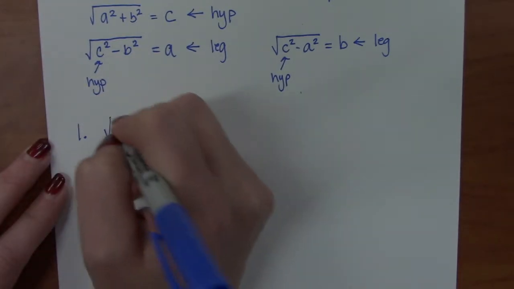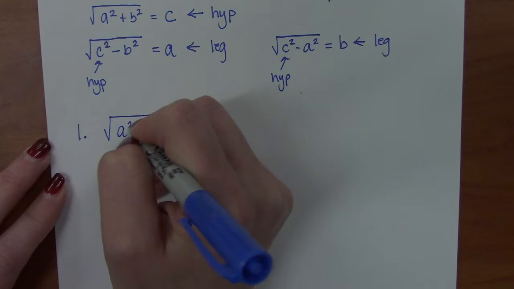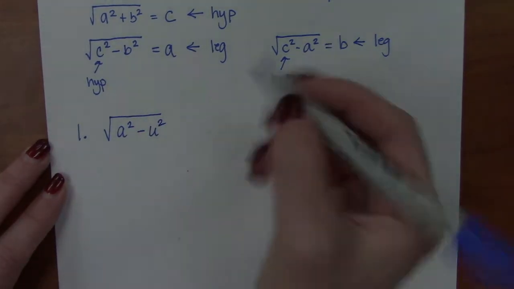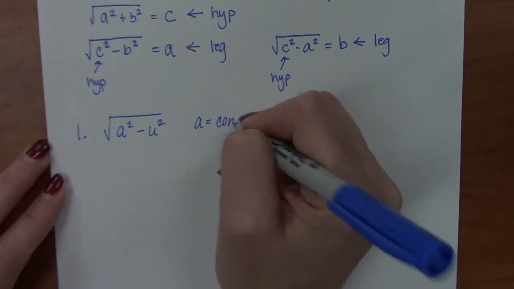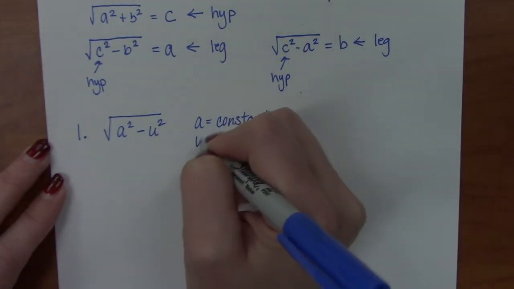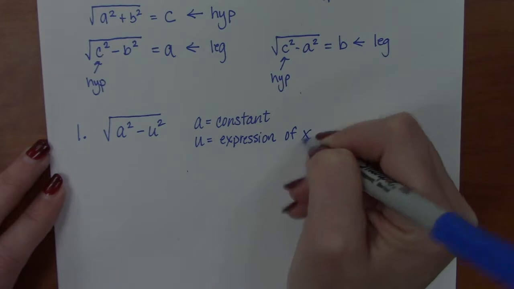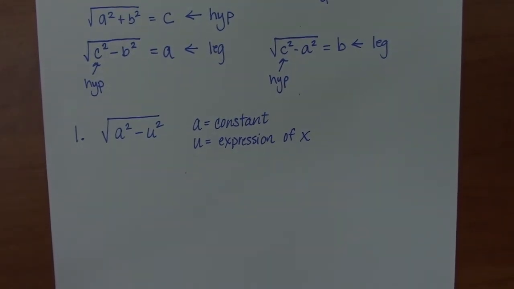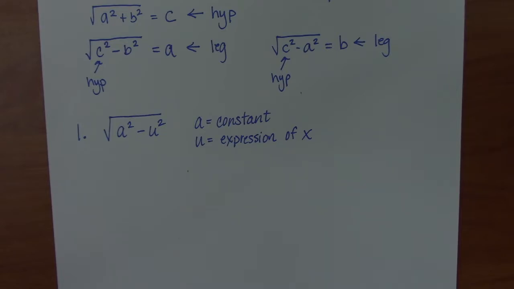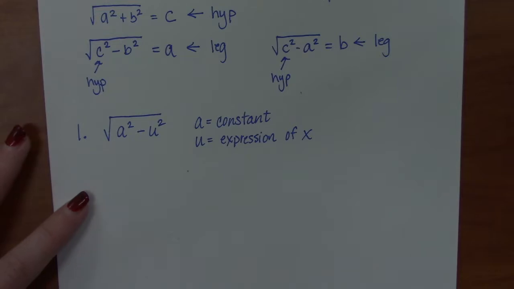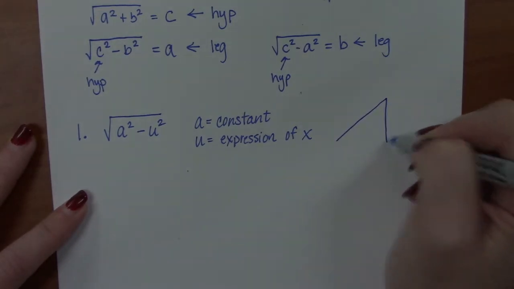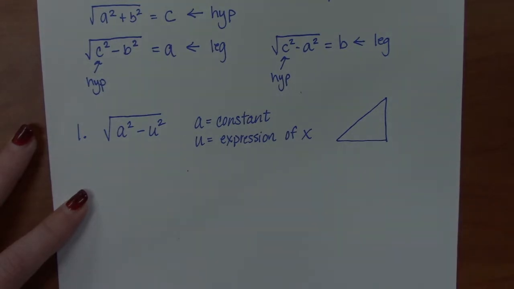So if you have a radical of the form a squared minus u squared, a is going to represent a constant number, and u is going to be a variable expression of x. So it could just be x, like you could have something like 4 minus x squared. Well, then your a was 2 because it's 2 squared minus x squared. But if you want to actually draw the triangle that this is representing, the convention we use is the following. We tend to always draw the triangle like this, and we typically let theta be that lower left angle.